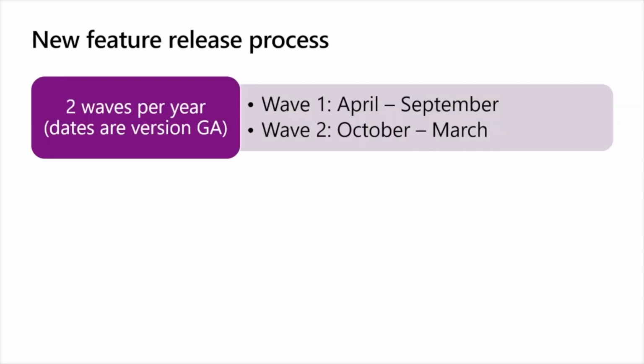For anyone who isn't familiar, we'll do a quick recap of the framework that is used to release new features. There are two main waves of features each year, with Wave 1 covering versions that go GA between April and September, and Wave 2 covers versions that go GA from October to March. That is the wave that we're in now. This reflects the high-level planning cycle that the product team uses to release new features and functionality.